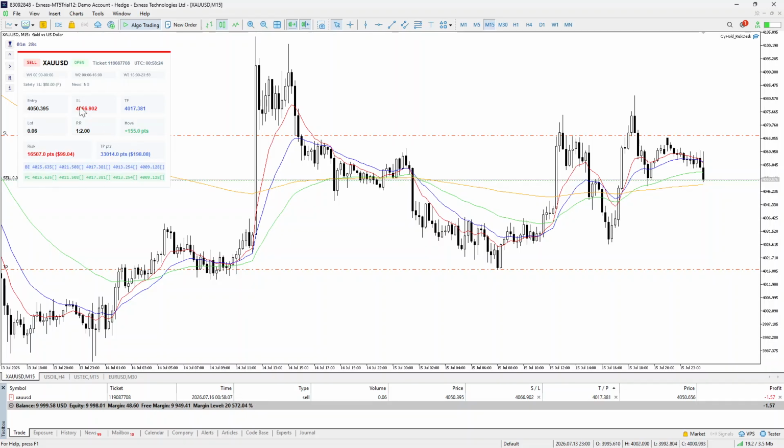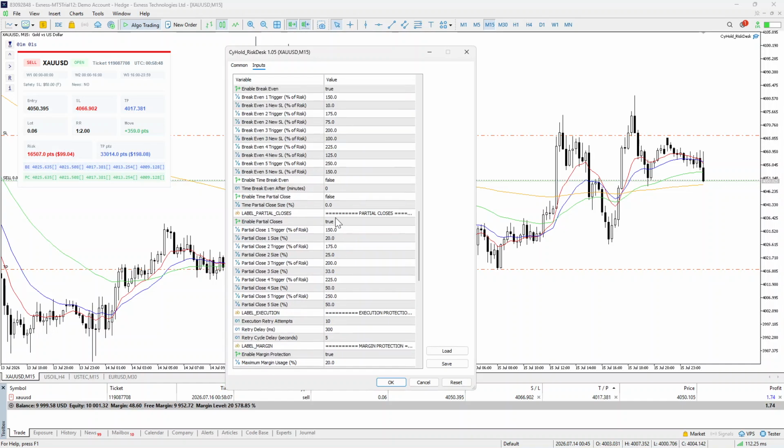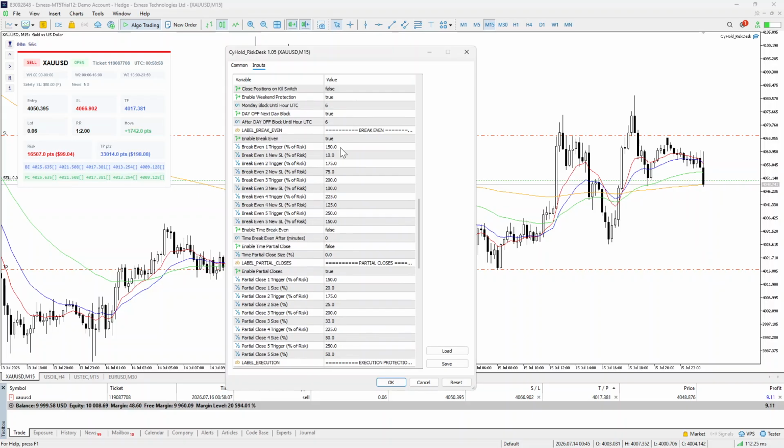You can see here it has the entry, the stop loss, the take profit, the opened lot, risk reward 1 to 2, how much it has moved, how much it is risking, how much the take profit is in points and in dollar value, the break-even levels, the partial close levels. These levels are the same, but they can be different. You can put any amount here. It's always in base 100, always in base of risk. So 150 is 1.5 risk. 10 is 10%. So break even.